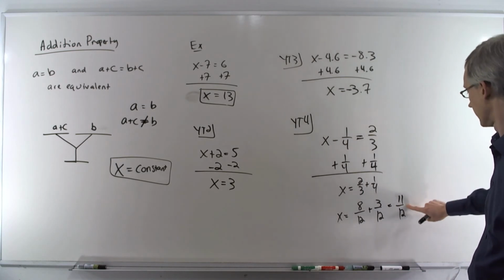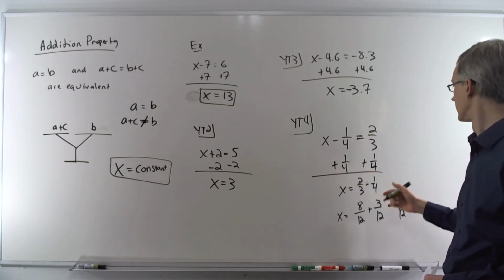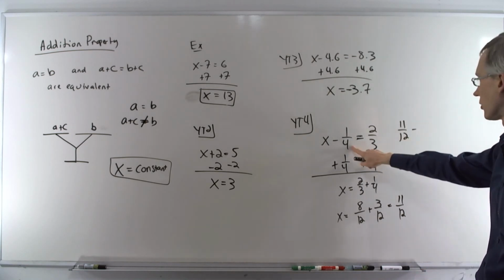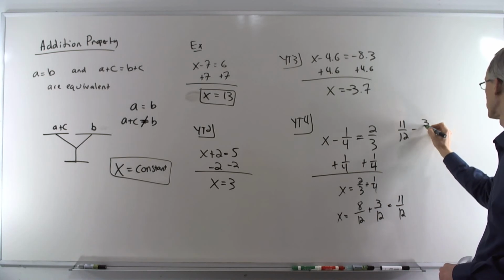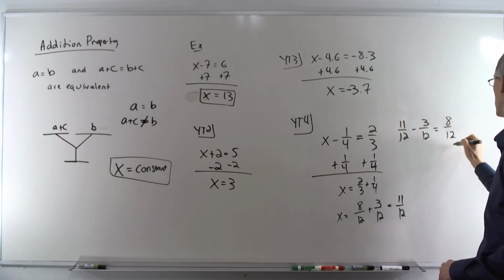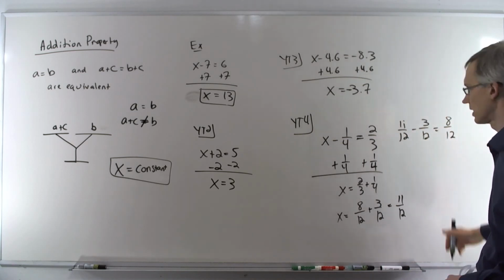All right, now let's take 11/12 and plug it back in here. We get 11/12 minus 1/4, with a 12 denominator that's 3/12, equals 2/3, which is 8/12. 11 minus 3 is 8, so that checks.